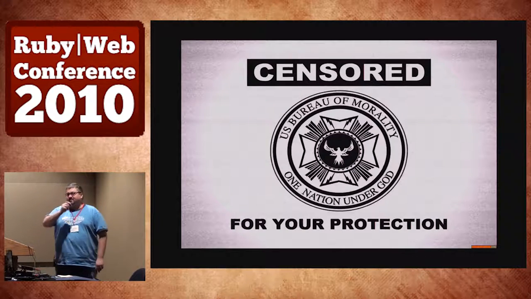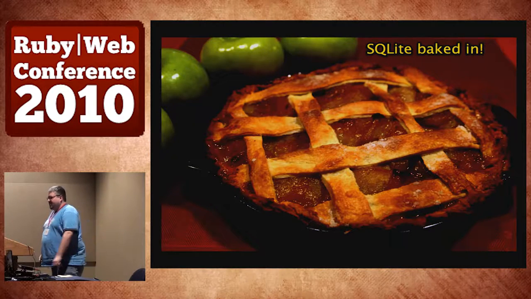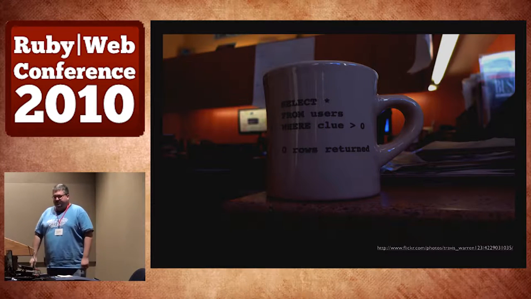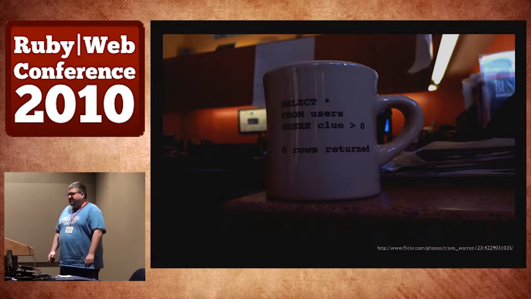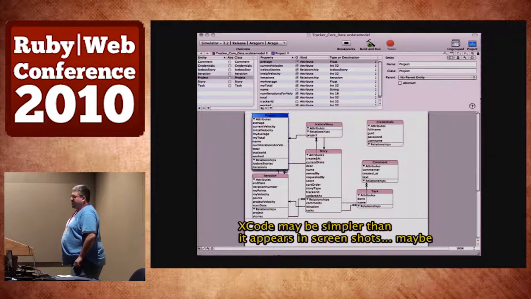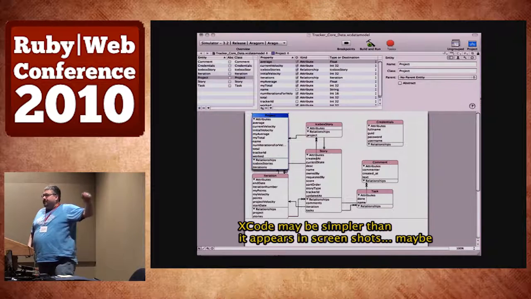So back to models again, now that we've talked about controllers just a little bit. SQLite is baked right into iOS, which is kind of handy. You can write SQL if you really, really want to. I would advise against it. Instead, use something called Core Data. This might look kind of ugly, but it's really not quite as bad as it looks.